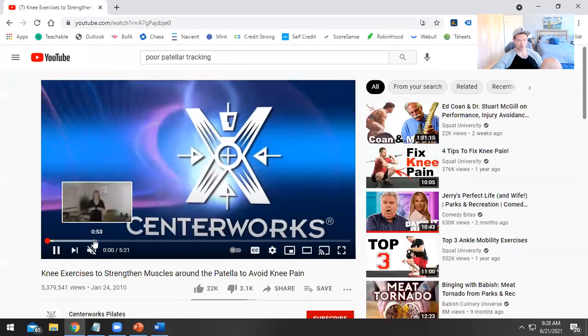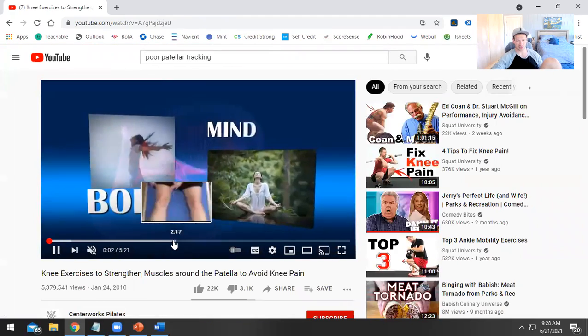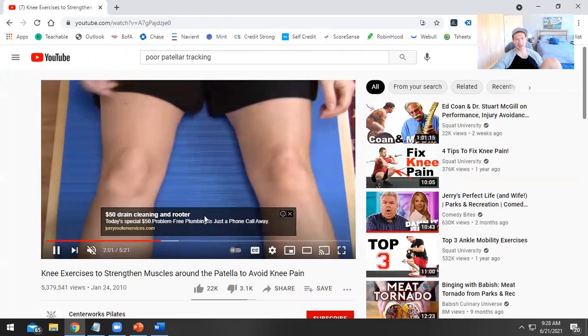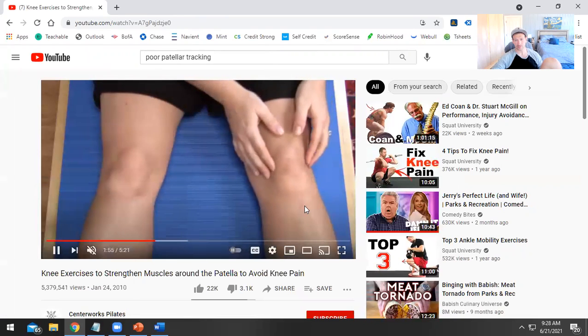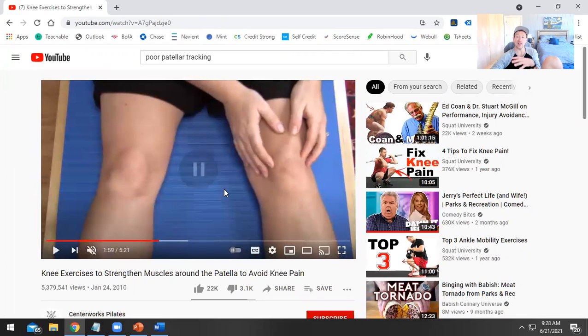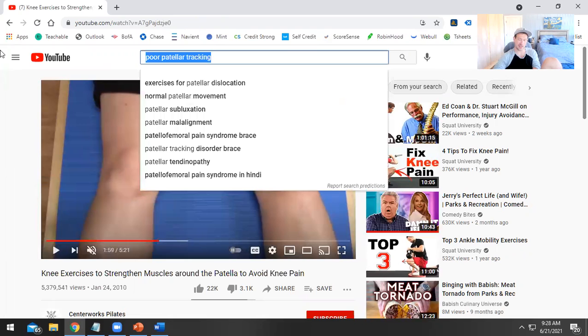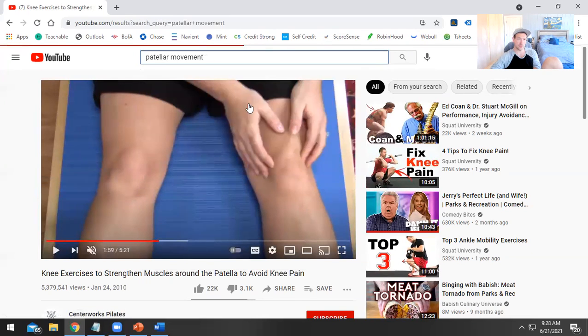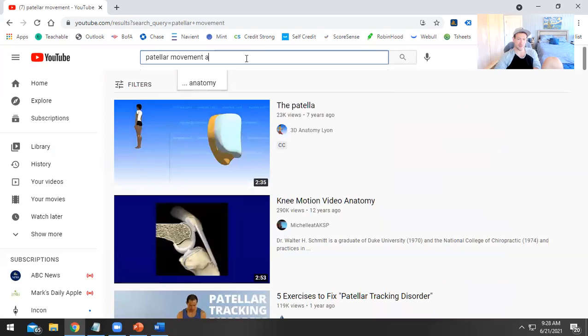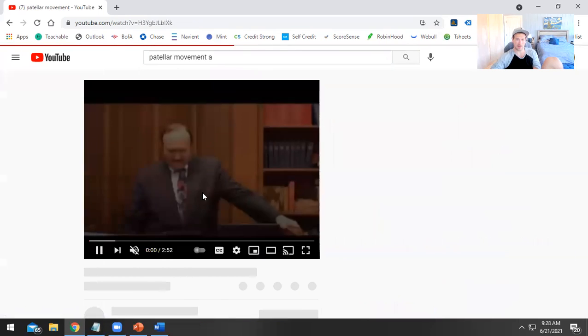So there we go. That's actually kind of cool too. You can see this person here is manually moving the kneecap around. You can see it's laterally moving here, side to side, just like that, instead of the way it's supposed to move up the femur. Now let's look at, there it is, the anatomy.